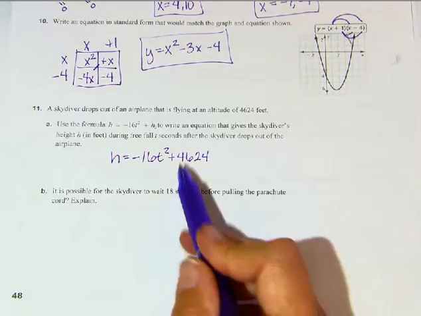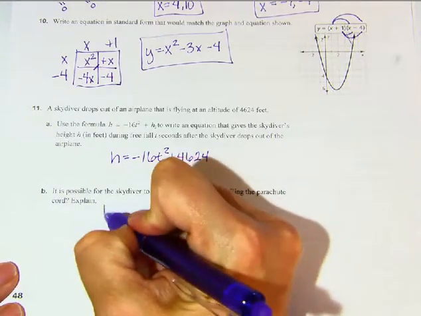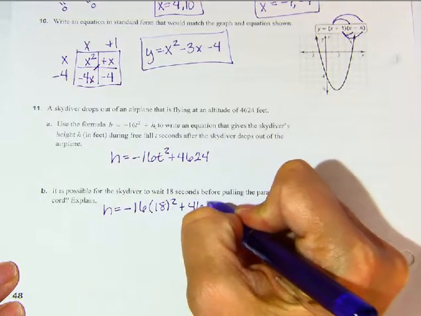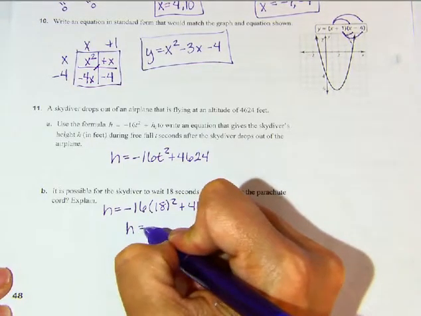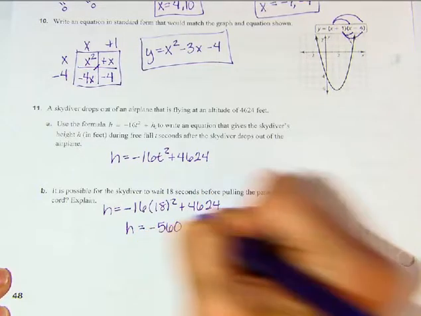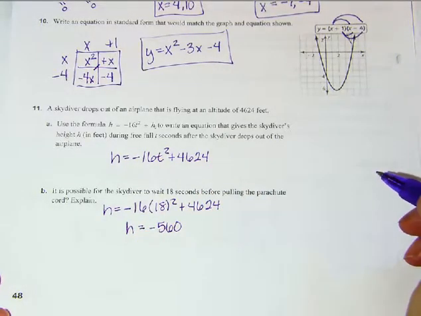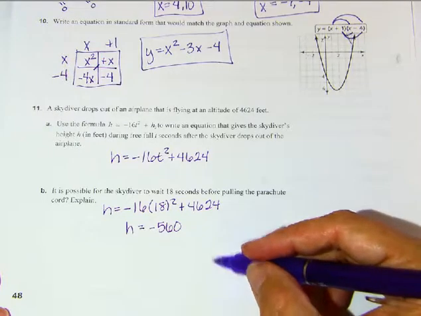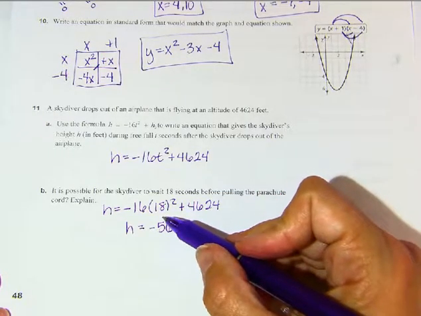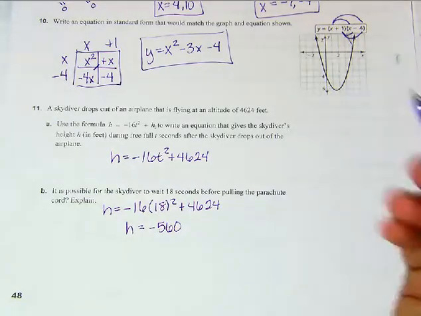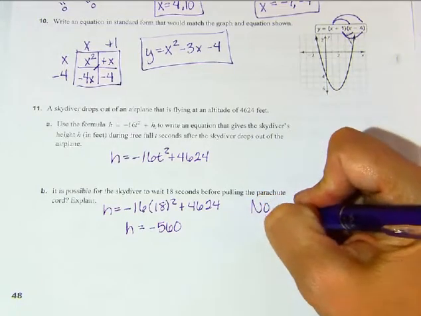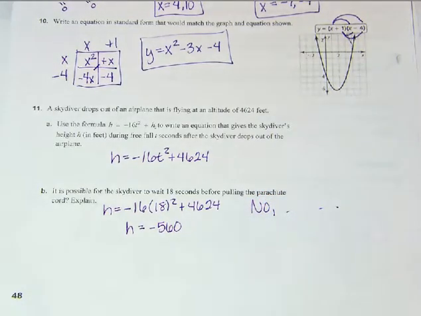Or we could take 18 and plug it in for time. And so if we do that mathematically here, we're going to negative 16 times 18 squared plus 4,624. And you are going to get that h is a negative 560. So 0 would be the ground. You started at a positive, the ground is 0, but we're at a negative. I would say do not wait 18 seconds to open the parachute. So is it possible for that skydiver to wait that long? No, it's not. You might want to put something like it would already hit the ground, that kind of thing.